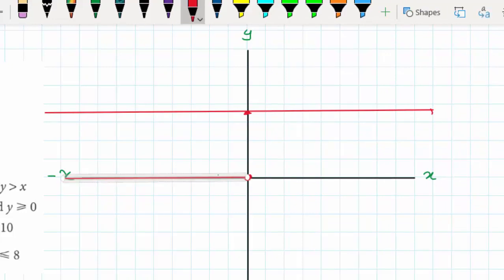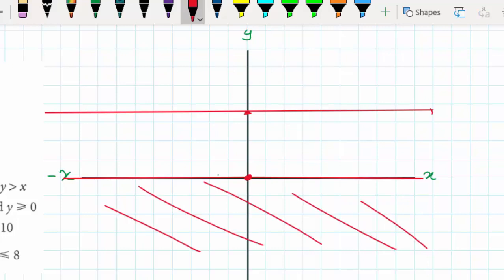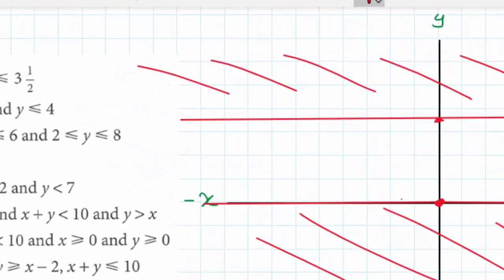And always the unshaded region is the answer. Well, the unshaded region will be this one between them, because y is between 0 and 3.5. So the shaded region will be here and there.